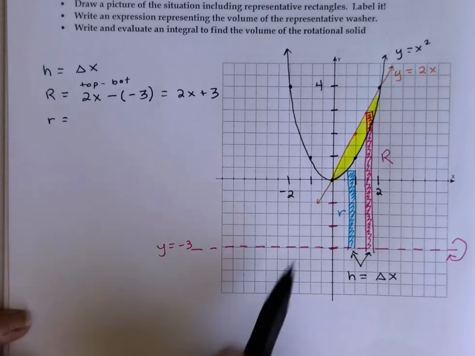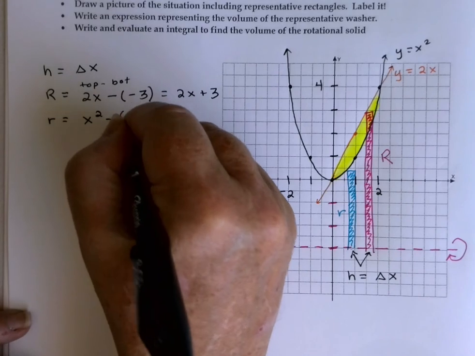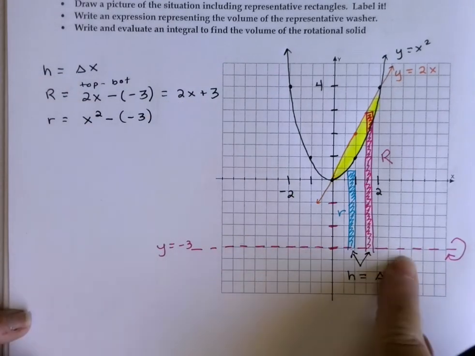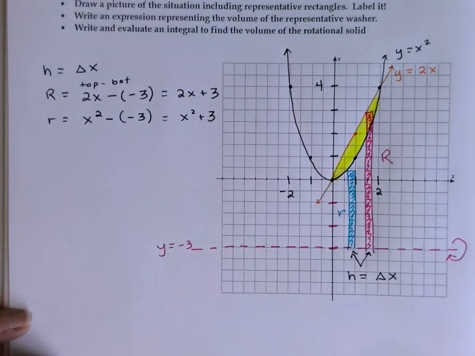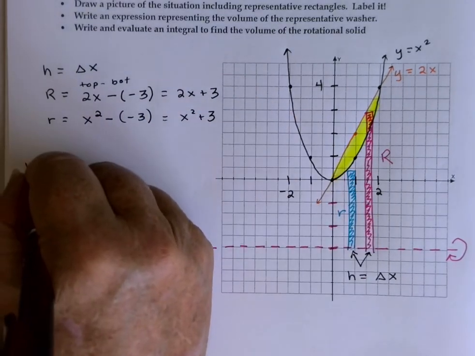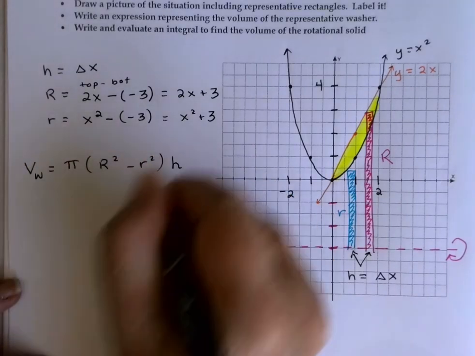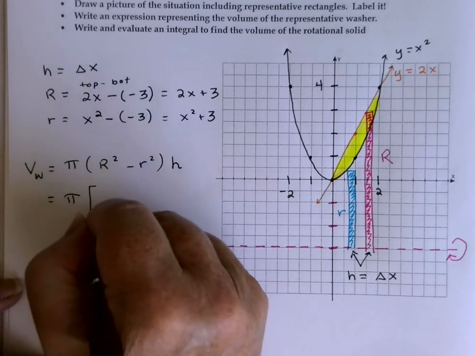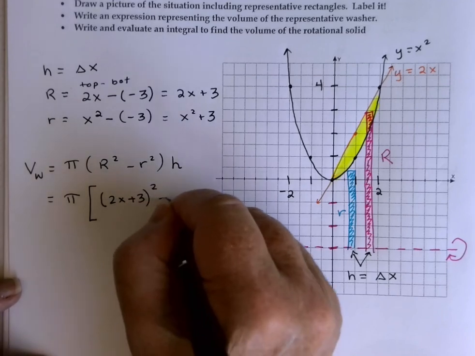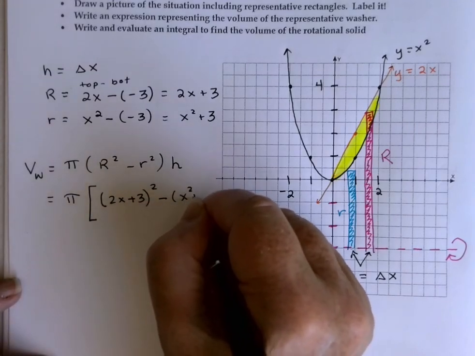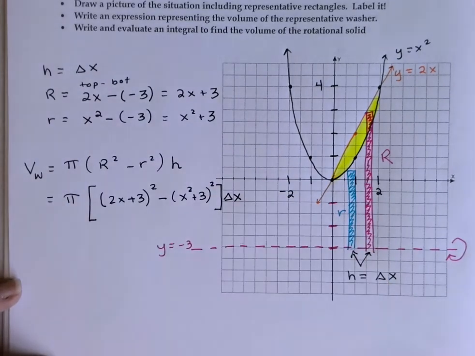Lowercase r, again, top minus bottom. The top is the parabola, so x squared. The bottom is again at the y equals -3 line, so x squared plus 3 is r. And the volume of my washer is going to look like pi times capital R, which is 2x plus 3, squared, minus little r, x squared plus 3, squared, times delta x.